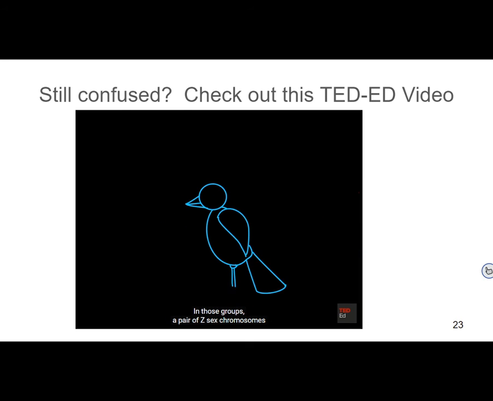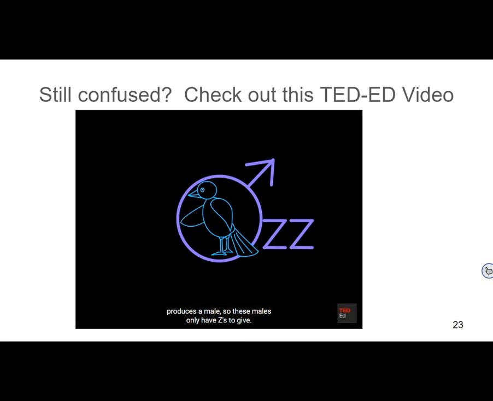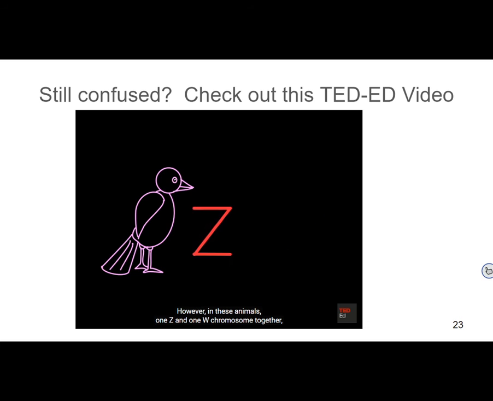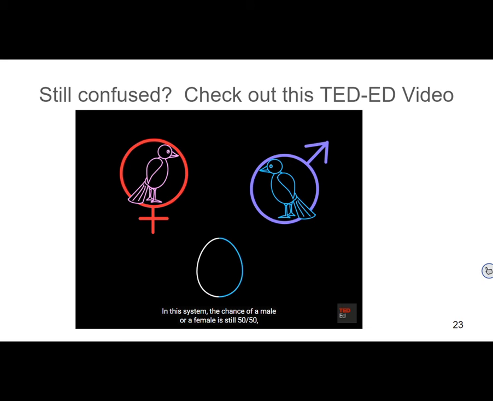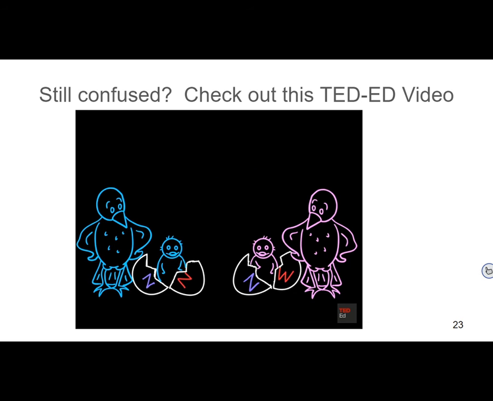In those groups, a pair of Z sex chromosomes produces a male. So these males only have Zs to give. However, in these animals, one Z and one W chromosome together as a pair produces a female. In this system, the chance of a male or a female is still 50-50. It just depends on whether mom puts a Z or a W into her egg.